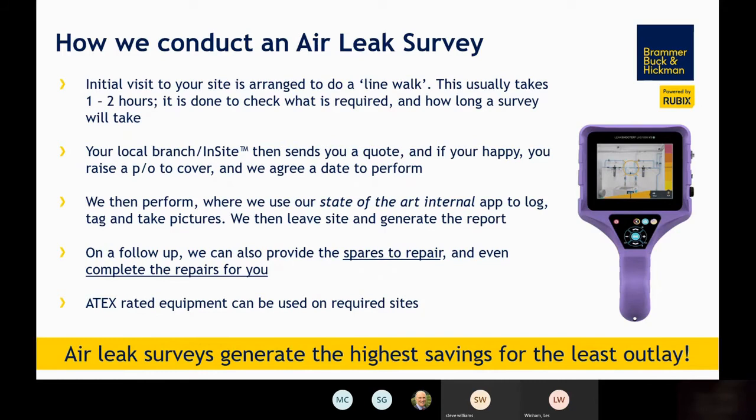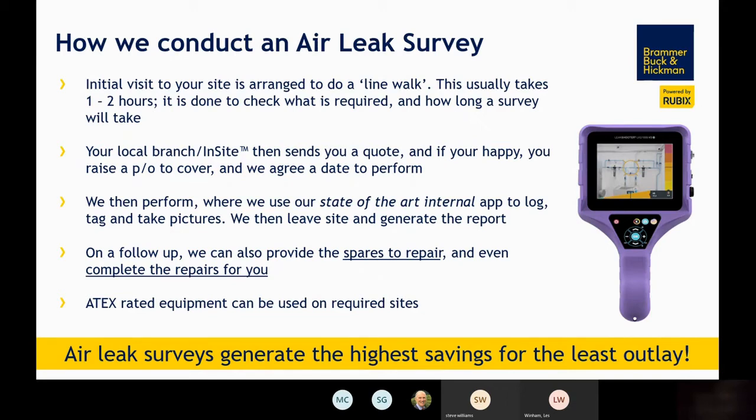We also tag the leaks with metal detectable tags where possible, which means finding them to remedy is made easy for you. For ATEX required sites, we are able to use equipment that is safe on site. It does mean, however, no pictures can be taken, but the data is just as accurate otherwise. Our surveys are also COVID friendly.